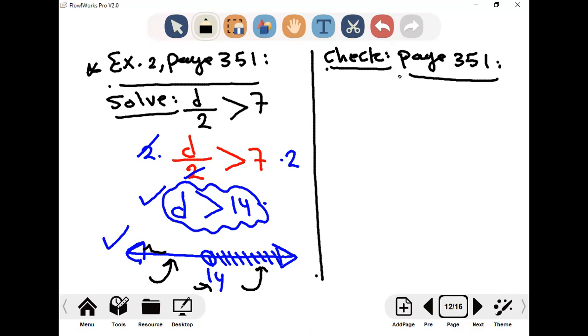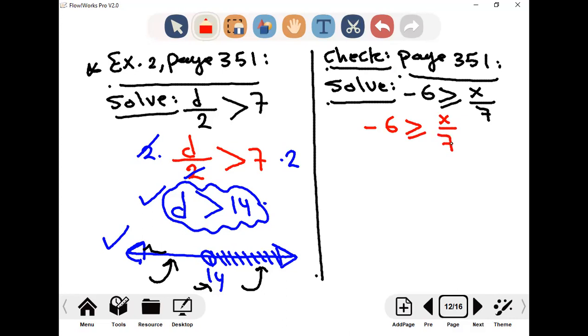Isam, read. Solve. Negative 6 more than or equal x over 7. This is the inequality. Let's solve it. What do we do with the 7 as the divisor, right? So here we have negative 6 more than or equal x over 7. Multiply both sides by 7. What's the coefficient of x here? The coefficient of x.